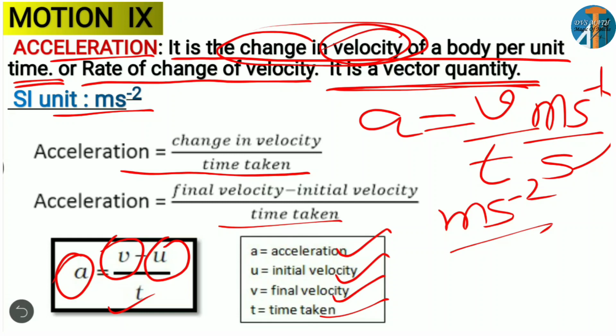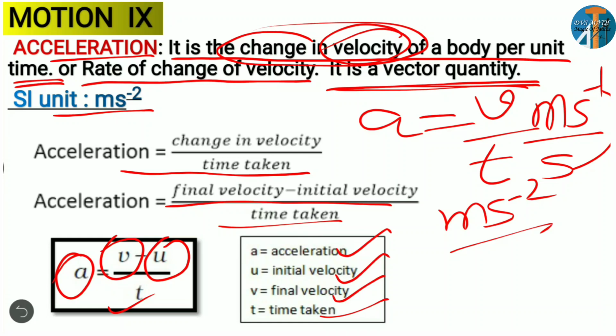Again I am repeating, what do you mean by acceleration? If there is any change in velocity of a body per unit time, we call it acceleration. What is the formula? a is equal to change in velocity by time. Change in velocity is final velocity minus initial velocity, by time taken. Mathematically, a is equal to v minus u by t. So this is about acceleration.